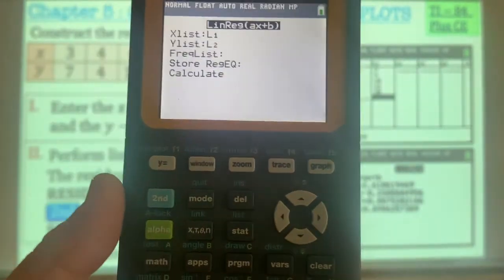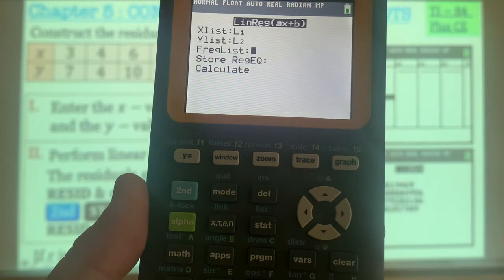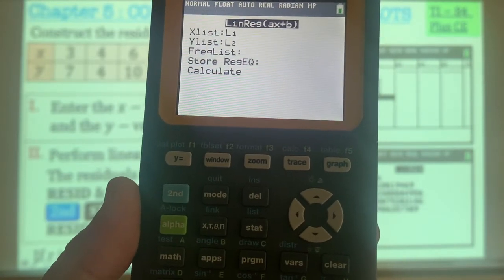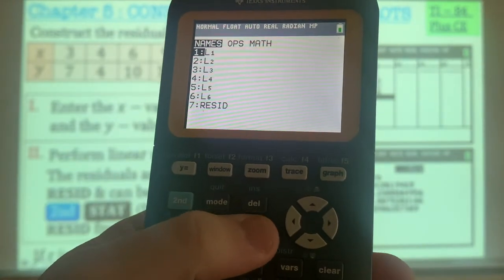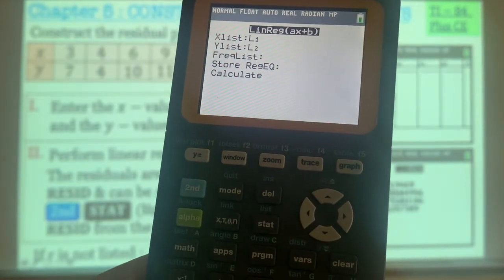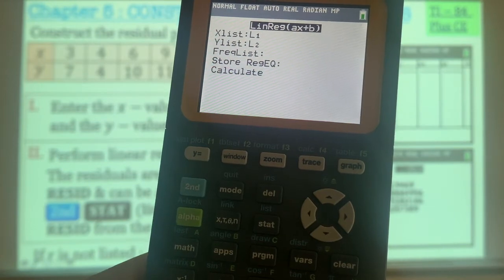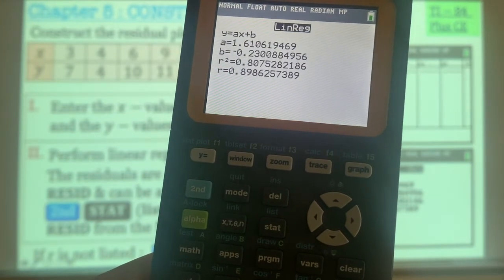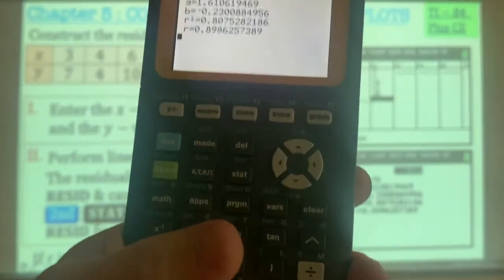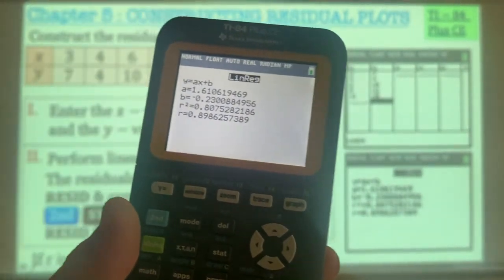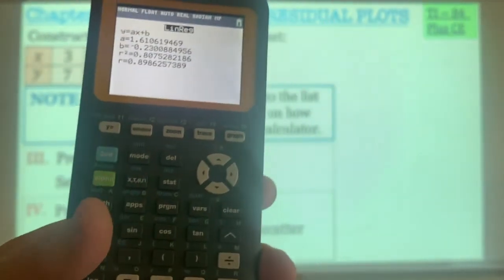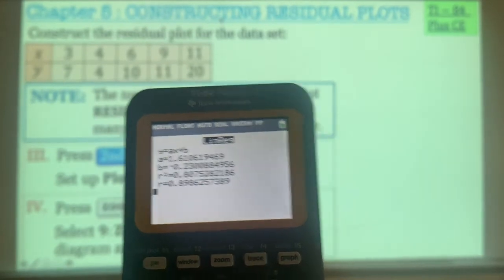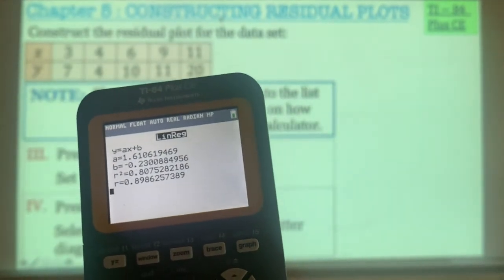What I'm going to do here is you want to store it in the list. Second stat, resid. Calculate. All right. Now, we got our r listed, so that's good. The number corresponding to the list resid may differ depending on how many lists you have on your calculator. Now, I don't know how many lists I have on my calculator right now, so let's go check this out.